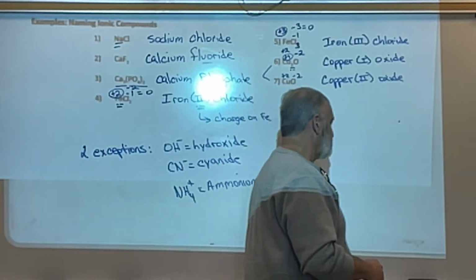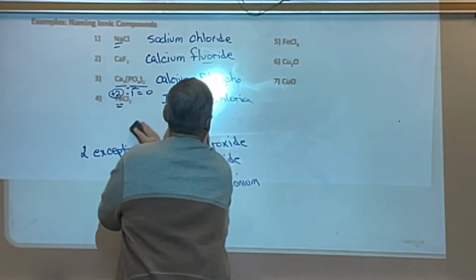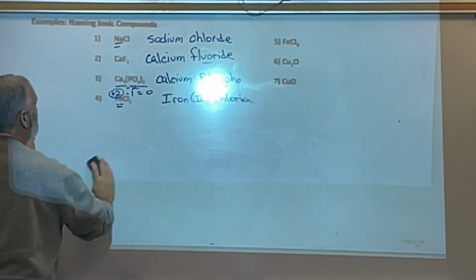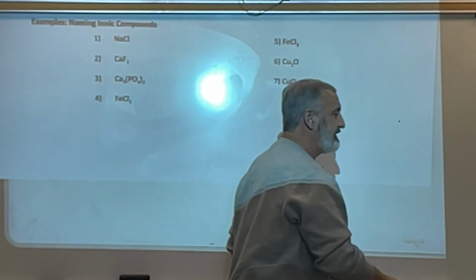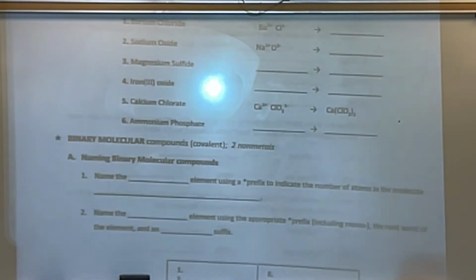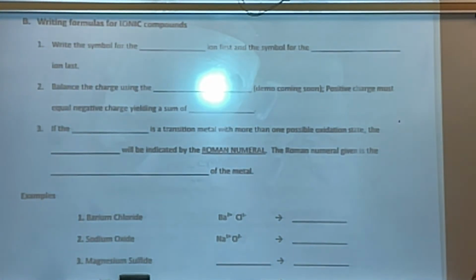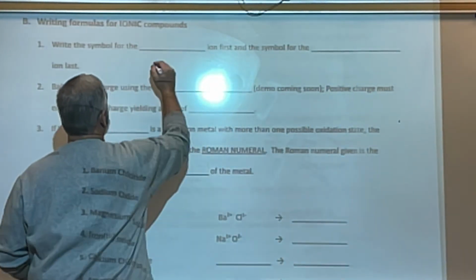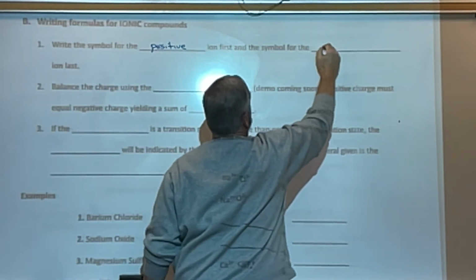All right, so what about writing formulas? It's just going to be the reverse. It's the same principle. It's just we have to know the oxidation numbers all have to add up to 0. So, when I'm writing formulas, just like in the name, we're always going to put the positive ion first, negative ion last.